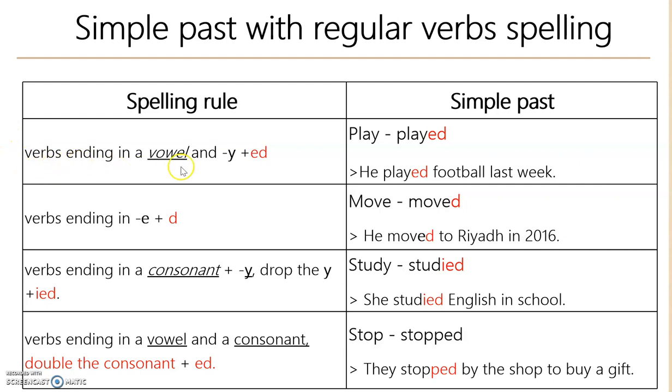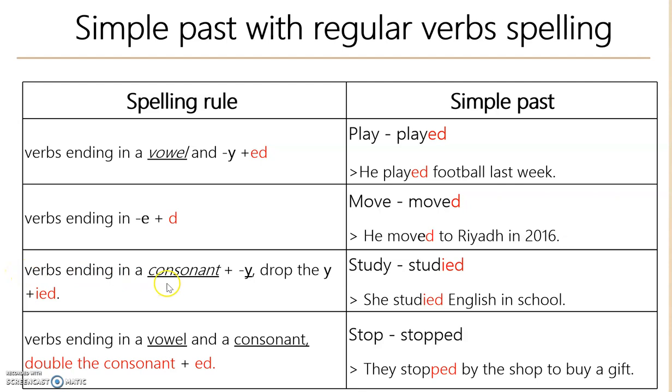Verbs ending in a vowel and y, you need to add ed. Example, play, played. He played football last week. Verbs ending in e, we add d. Example, move, moved. He moved to Riyadh in 2016.